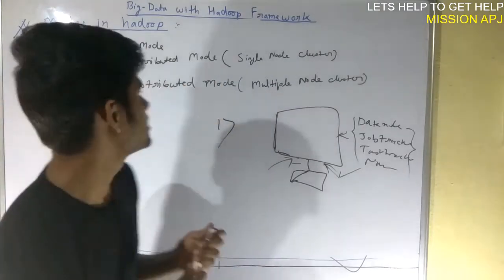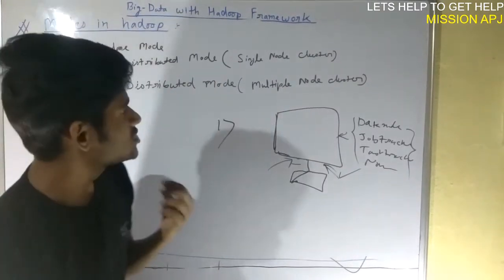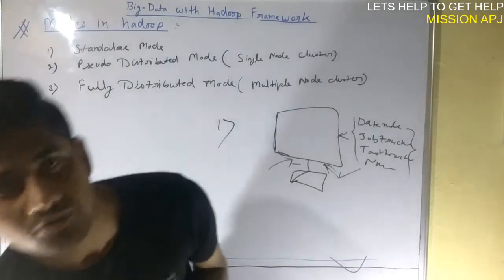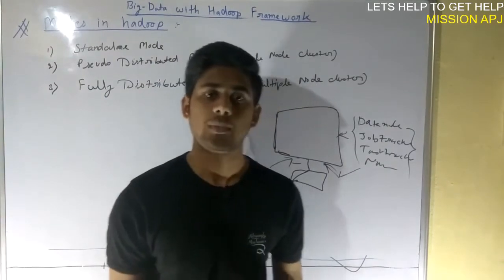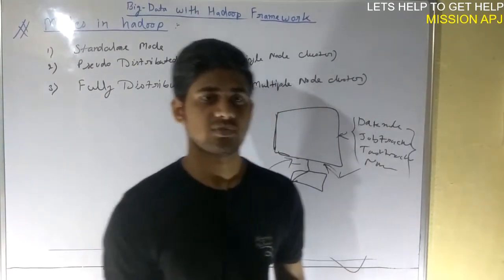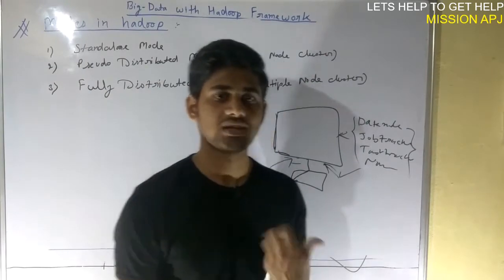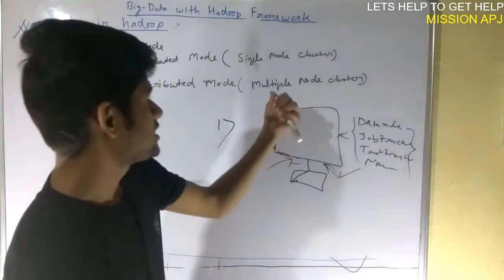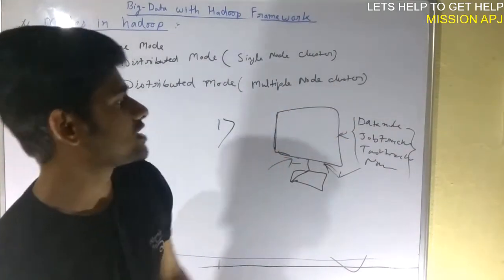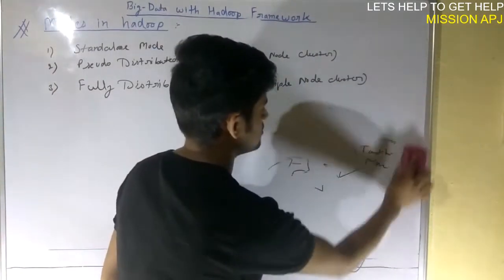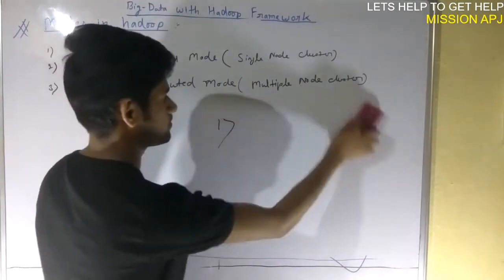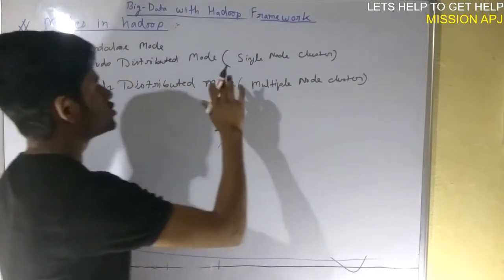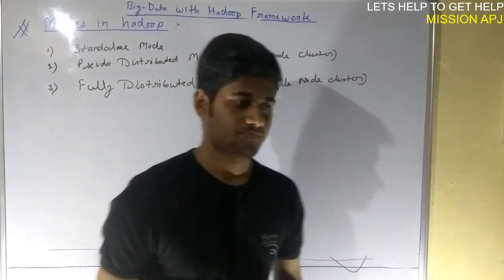Now let us understand pseudo distributed mode. As you can understand, pseudo means not fully distributed. It will make you feel that it is distributed, but actually it is pseudo distributed, which means it does not actually exist as a distribution. It gives you the feeling of a distributed system. So it is also known as the single node cluster. The second one is pseudo distributed mode, that is single node cluster.